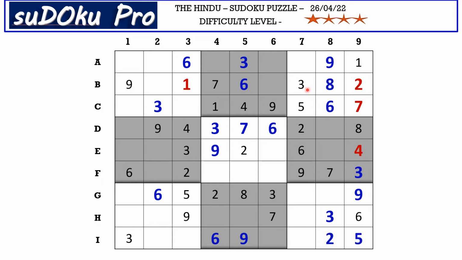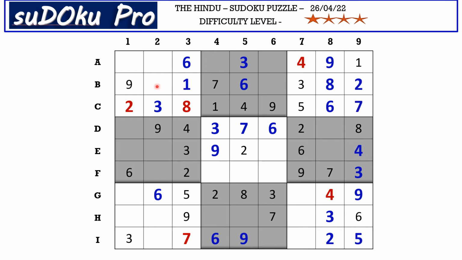In the third block, the only missing number is 4. Now this 4 blocks these 3 cells, so 4 goes here in G8. Now in C row, there are only 2 empty cells and the missing numbers are 2 and 8. There is a 2 blocking from here, so C3 takes 8 and C1 takes 2. That means in third column, the only missing number is 7.